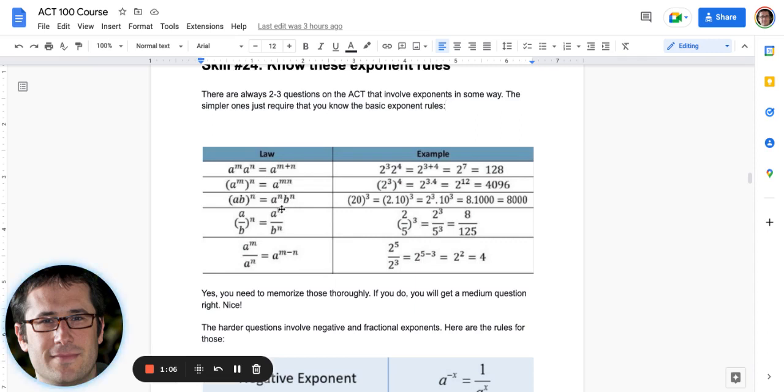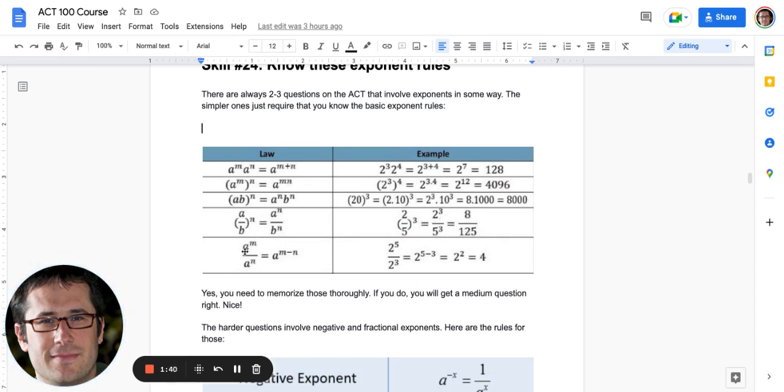All right. This one, ab to the n, goes with both of them. So that's a to the n times b to the n, right? So 20 to the 3 is the same thing as 2 times 10 to the 3, which is 2 to the 3 times 10 to the 3, which is 8 times 1000, right? So you can kind of break them up in this way. Now, a over b to the n means a to the n over b to the n. The exponent goes with both of them. So 2 over 5 to the cube means 2 cubed over 5 cubed, which is 8 over 125.